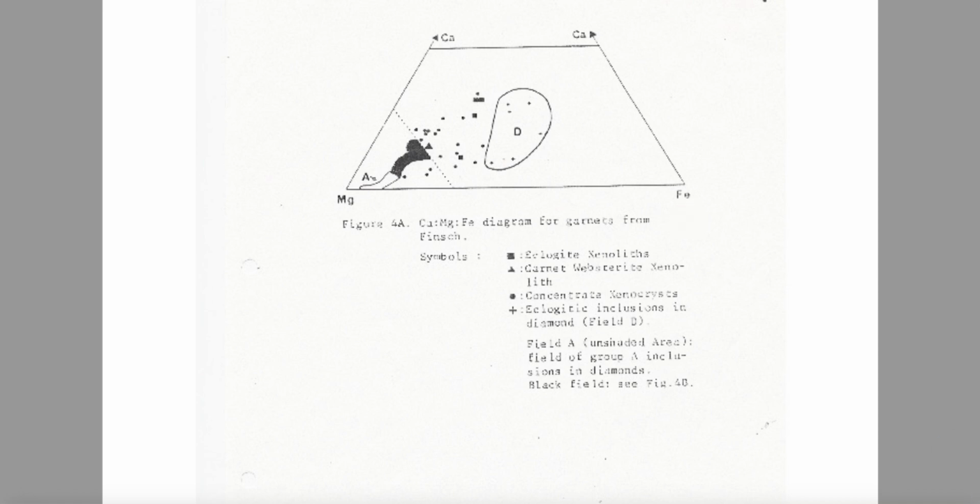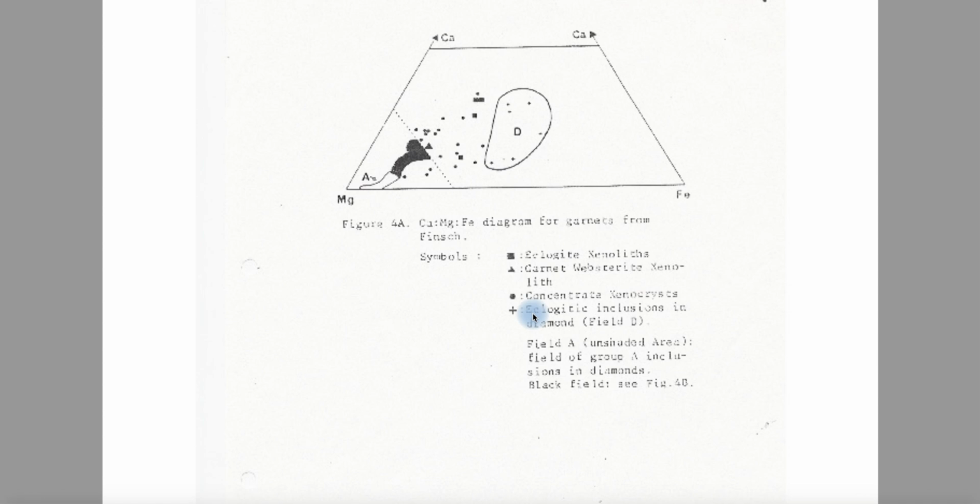Here again we have this quadrilateral diagram, with magnesium, iron, calcium at the corners. And now we have the symbols here. We have a number A. These are garnets from eclogitic diamonds, of course they are different. Then we have garnet from websterite xenoliths, these triangles. We have eclogitic inclusion in diamond, that is the field D. That is very promising if you have such a thing.